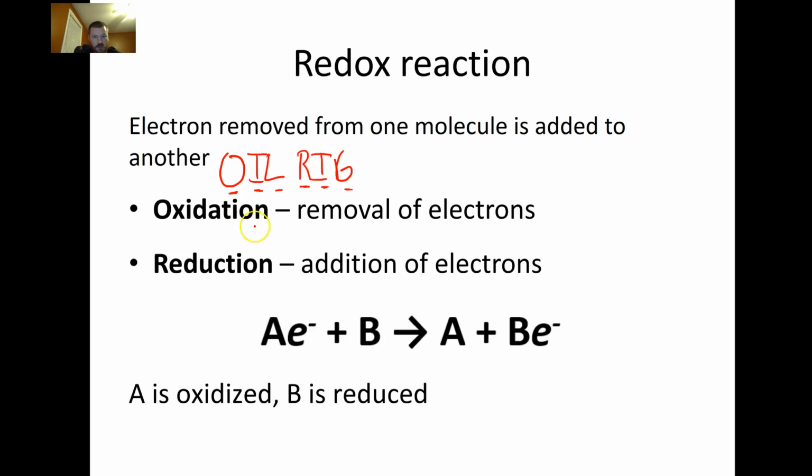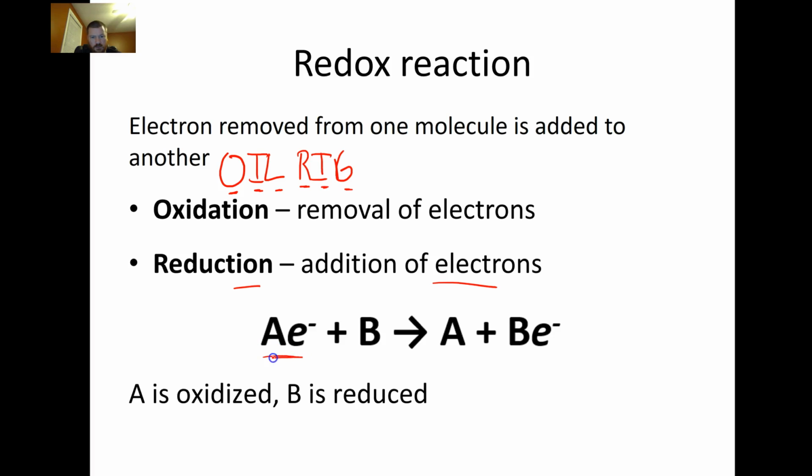Oxidation is loss. Well, in oxidation, you're removing an electron, so something loses an electron. In reduction, you get the addition of an electron. So oxidation is loss, reduction is gain of electrons. So if we look at this kind of generic chemical reaction, which one is oxidized, which one is reduced?